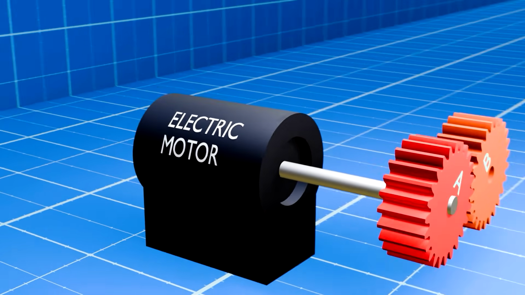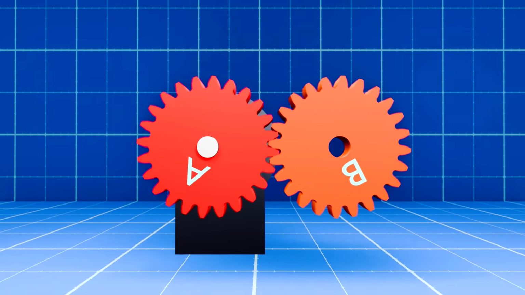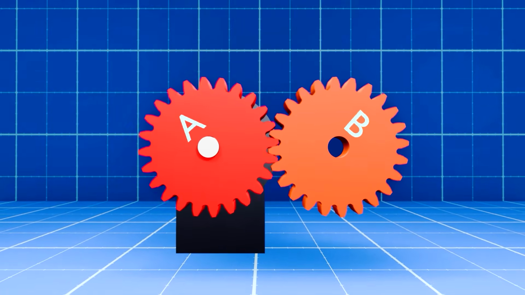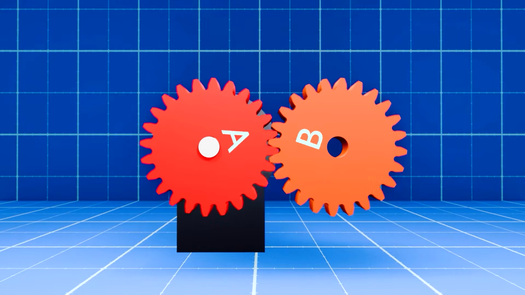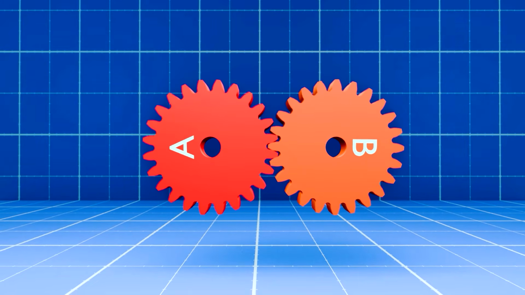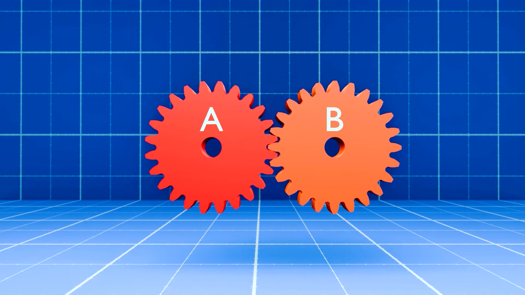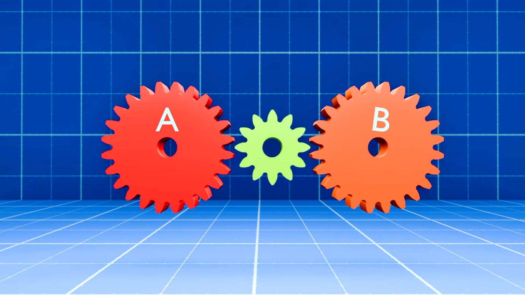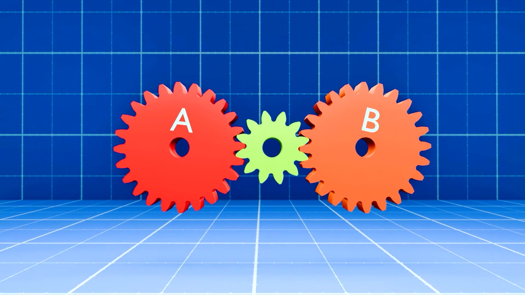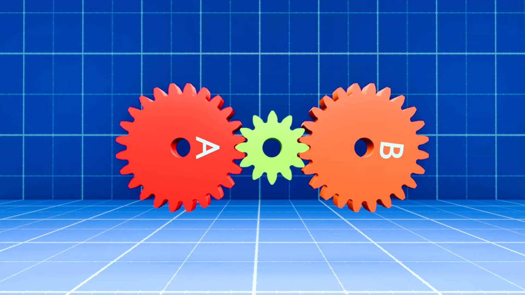In any gear system, the gear connected to the power source through a shaft is called the driving gear, while the gear that receives power from the driving gear is called the driven gear. When the driving gear and driven gear mesh together, they rotate in opposite directions. To make them rotate in the same direction, engineers add a third gear between them, called an idler gear. This gear serves purely as a directional converter without affecting the overall gear ratio of the system.